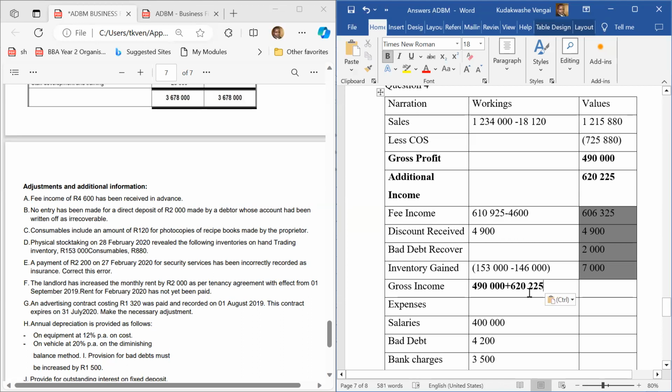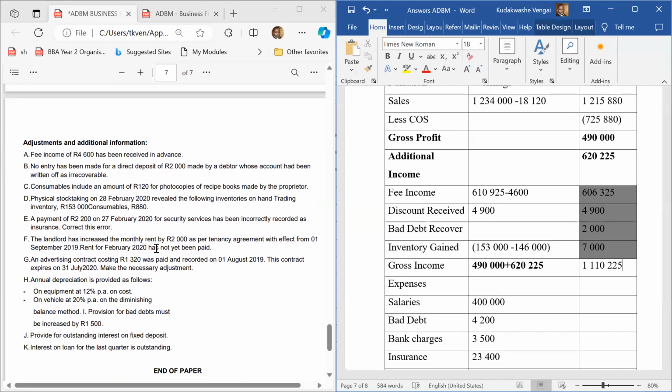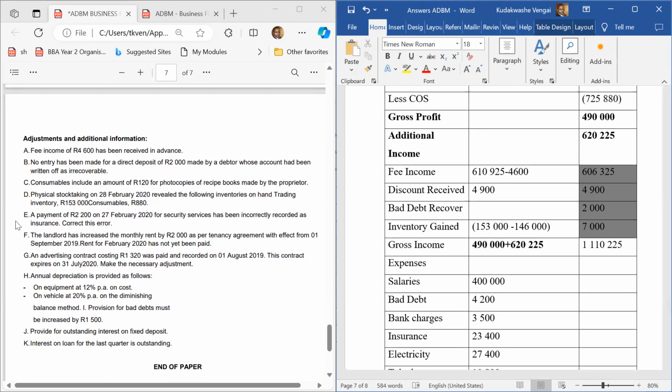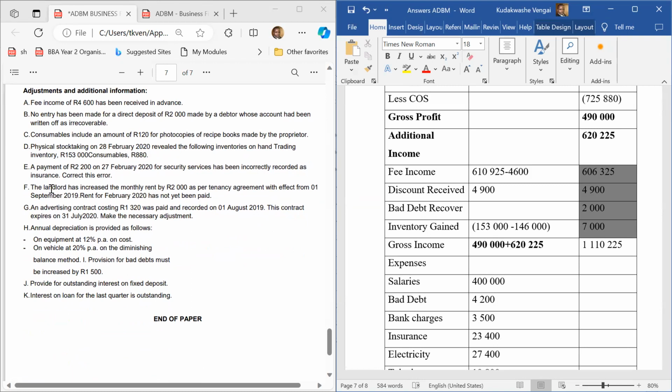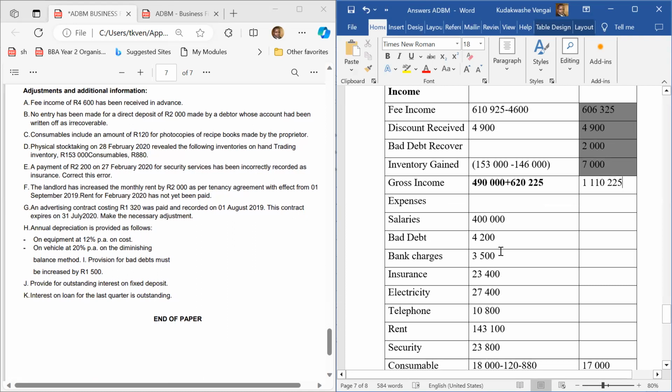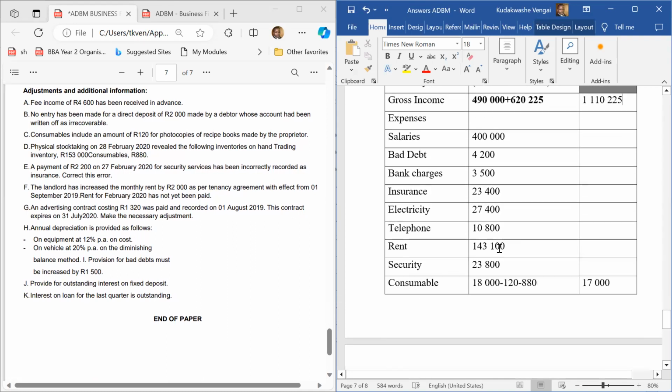So plus 490,123, and then we end up with 110,225. Right, so now let's go through all of the rest of the adjustments. Adjustment number E: there is a payment for 2,200 on 27 February 2020 for security services that had been incorrectly recorded as insurance.